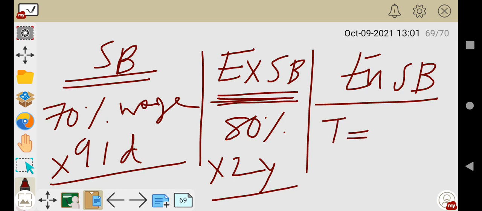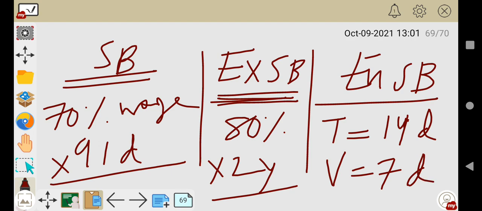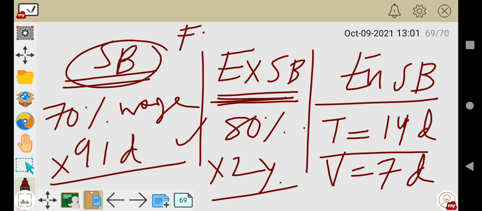For tubectomy 14 days, for vasectomy 7 days. Sickness benefit 70% wage 91 days, extended sickness 80% wage for 2 years, enhanced tubectomy 14 days, vasectomy 7 days. Correct? And funeral they will get 15,000 rupees cash. Okay?